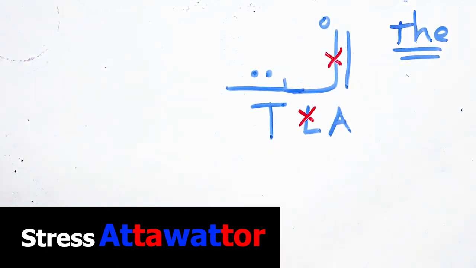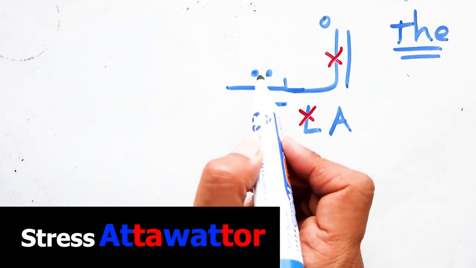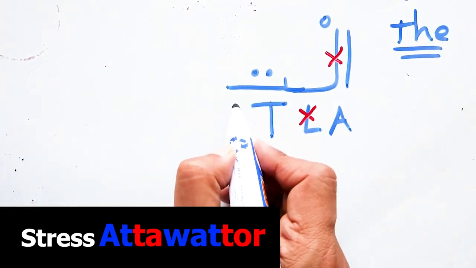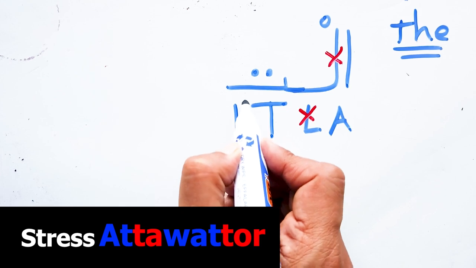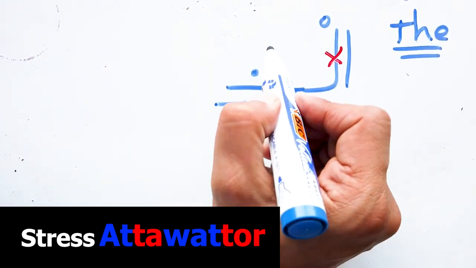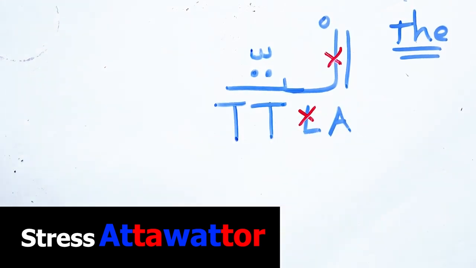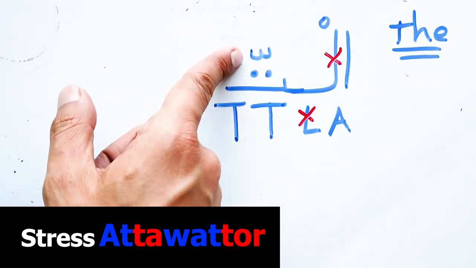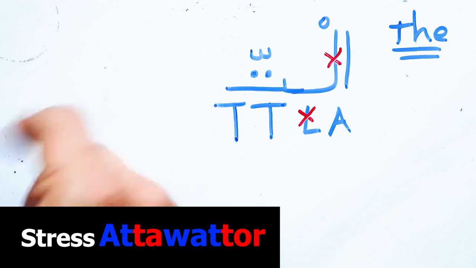And then I say at-ta. I pronounce this ta 2 times. So let's write another ta here, another time. Why I pronounce it 2 times? Because I have shadda. So when I have shadda on the top of any letter, it means that I must pronounce the letter 2 times. And then I say at-ta.